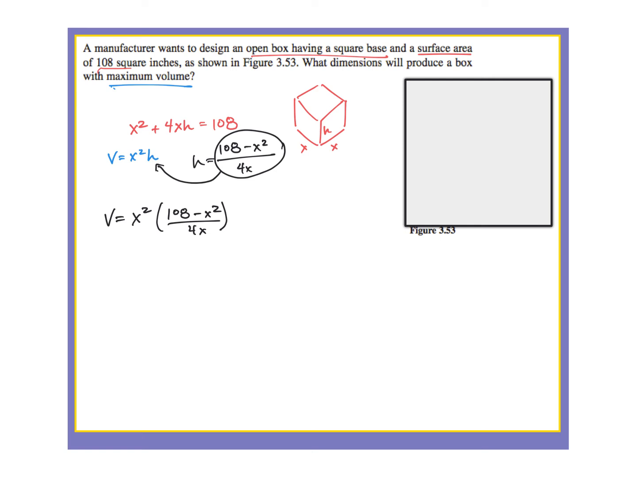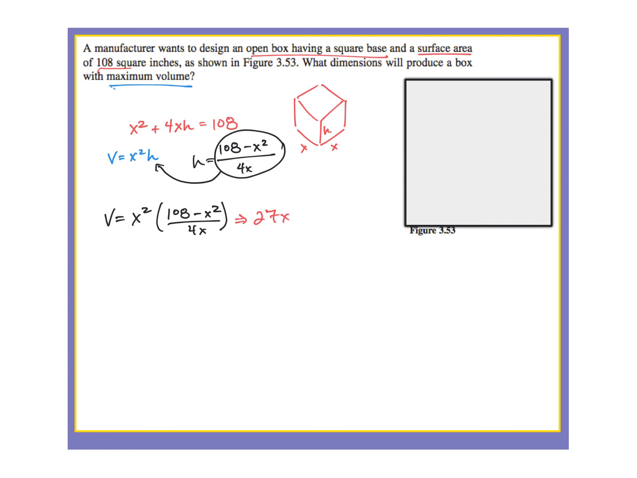So I'm going to distribute my x squared, and then I'm going to divide everything by what? 4x. So I get 108x squared divided by 4x. What is 108 divided by 4? What's 100 divided by 4? 25. Good. What's 8 divided by 4? 2. Add them together: 27. So we get 27x.